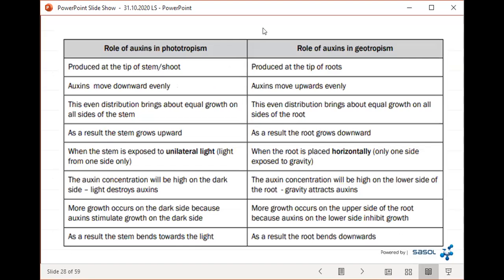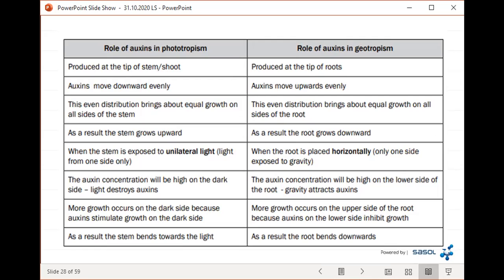So here we have a summary which is tabulated, also showing the different roles of auxins in phototropism as well as in geotropism. So remember, in phototropism the stimulus is light, and in geotropism the stimulus is gravity. Okay, so we can just go through it quickly. In phototropism, auxins are produced at the tip of the stem or the shoot, but in geotropism, they are produced at the tip of roots. Then auxins would move down evenly during phototropism and even during geotropism, but they would move upwards. So in phototropism, they move downwards. In geotropism, they move upwards.